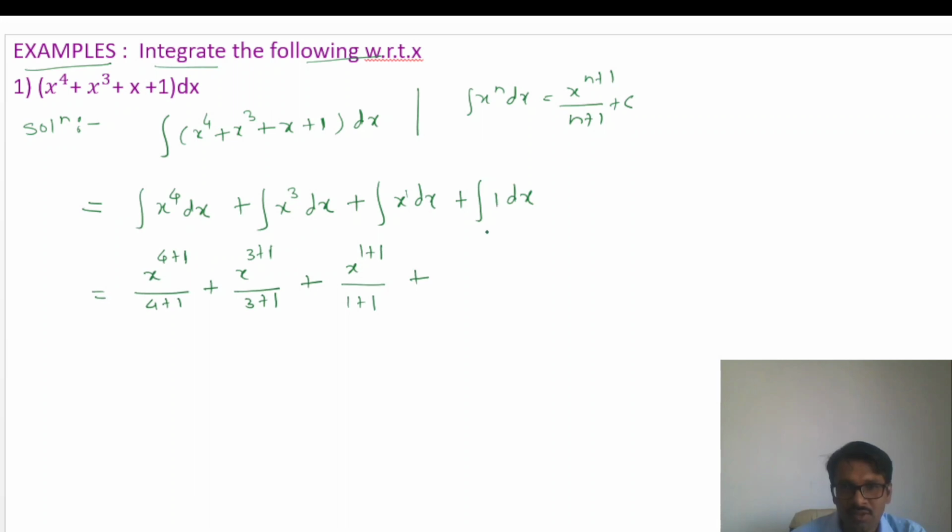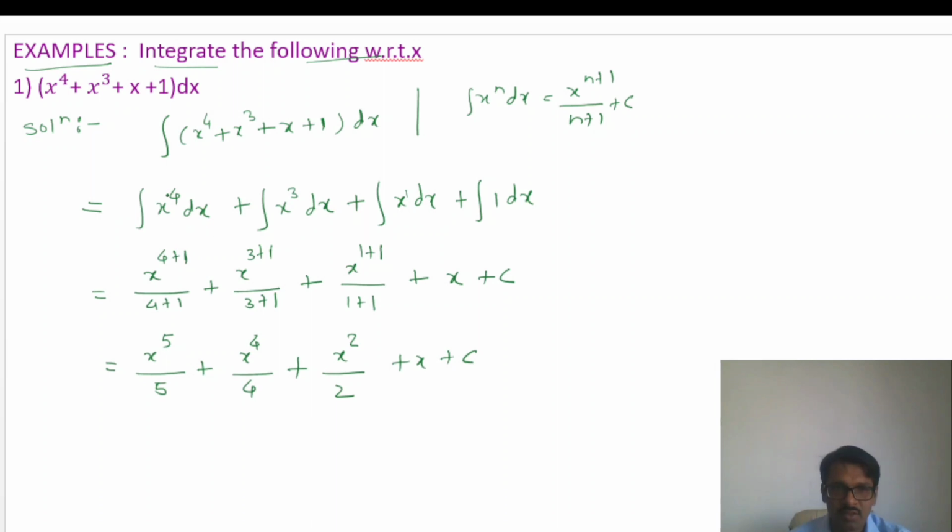The integration of 1 is x, plus c. Now, what are the values? x raised to 4 plus 1 is x raised to 5 upon 5, plus x raised to 3 plus 1 is x raised to 4 upon 4, and x raised to 1 plus 1 is x square upon 2. Then plus x plus c. This is the integration of this function.